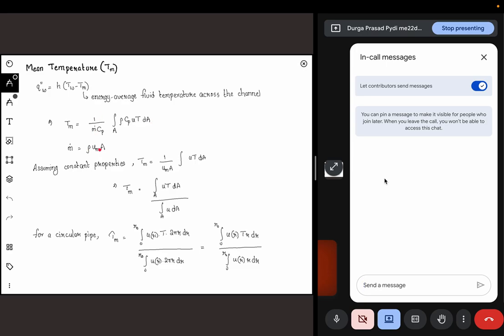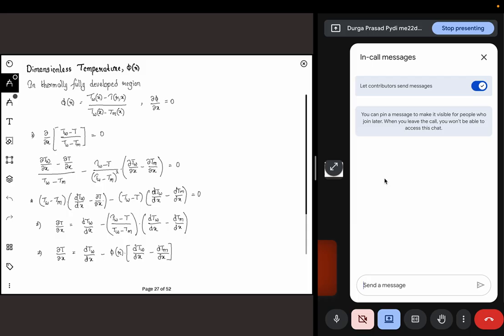So m dot is rho A times um. If the properties are constant, then rho and Cp will cancel off, and you will be left with this integral. So this is my mean temperature profile. If you have a circular pipe, then you have to integrate from 0 to R naught, and this will be T r dr. If it is a parallel plate channel, instead of this, you will have dy times the width of that particular channel.